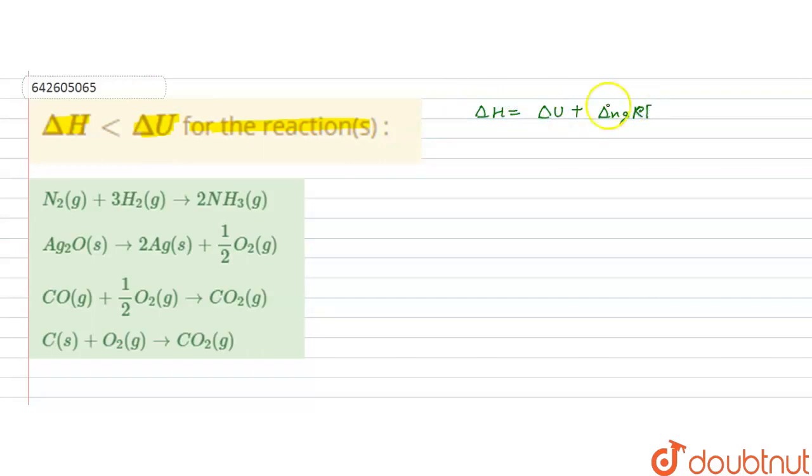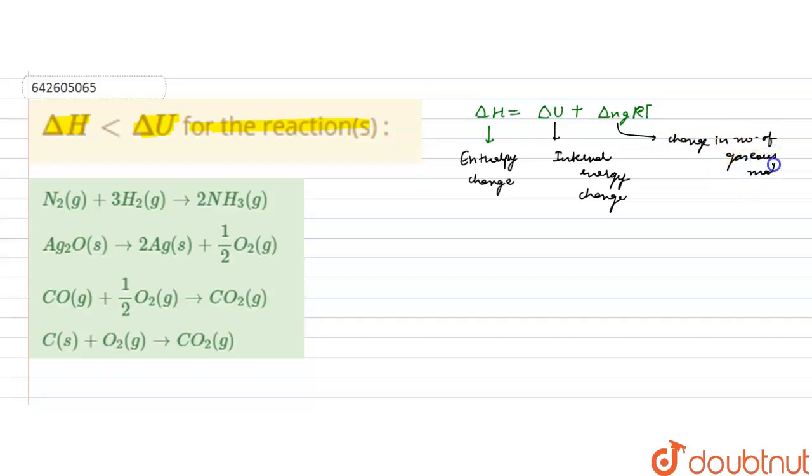delta Ng RT, where delta H is the enthalpy change, delta U is the internal energy change, delta Ng is the change in number of gaseous moles, R is gas constant and T is temperature. So this is how delta H is related to delta U.